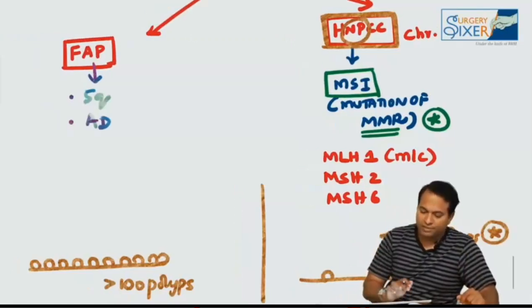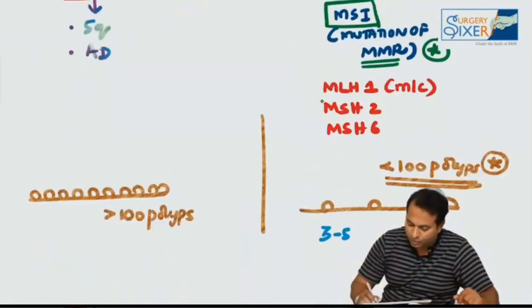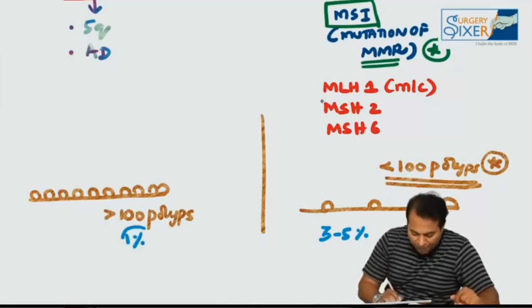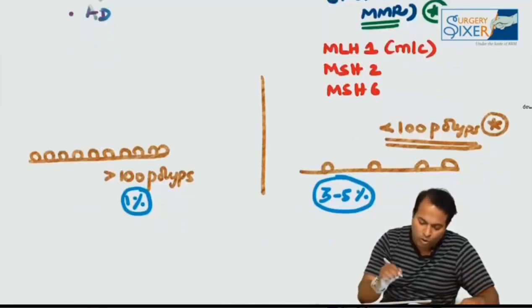Which is more common, FAP or HNPCC? HNPCC accounts for 3 to 5% of colon cancers. FAP is only 1%. So HNPCC is more common.